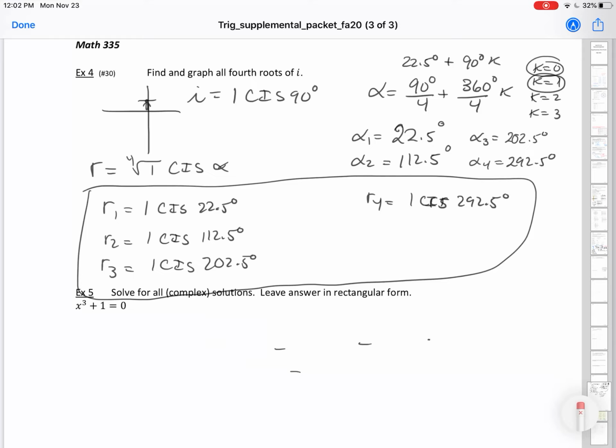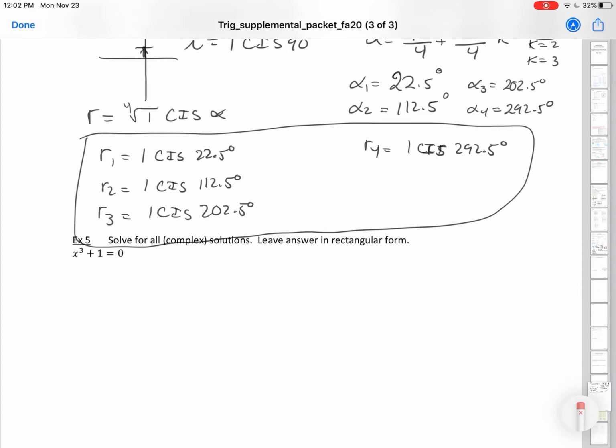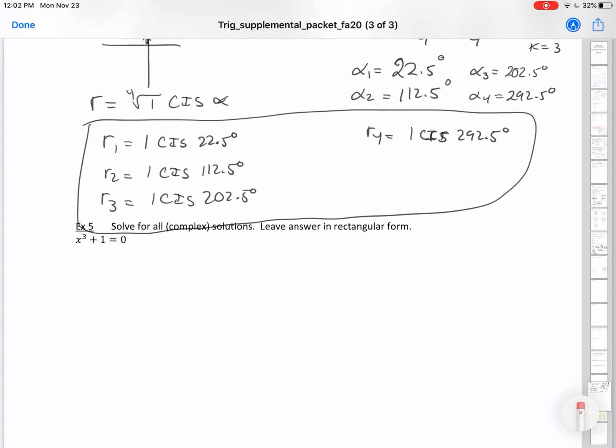It does ask you to graph it. Again, I won't do that on the exam, but that's pretty easy. Don't stress about that. Just go put them in their right forms and go one out from a 22.5 degree angle. Solve all complex solutions, leave answer in rectangular form.